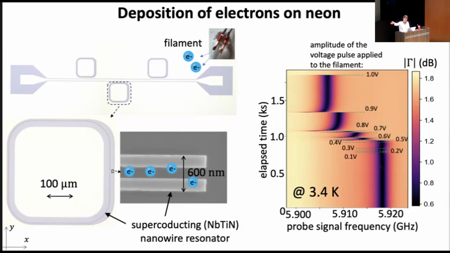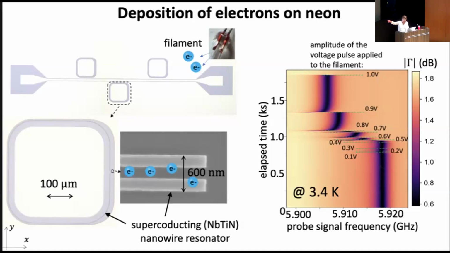So after growing neon on the superconducting nanowire, we deposited electrons on the neon layer. And the electrons are emitted via thermionic emission from a filament. And then the resonator can sense the electrons deposited near the gap of the two ends of the nanowire resonator, because this is where the electric field becomes maximum.